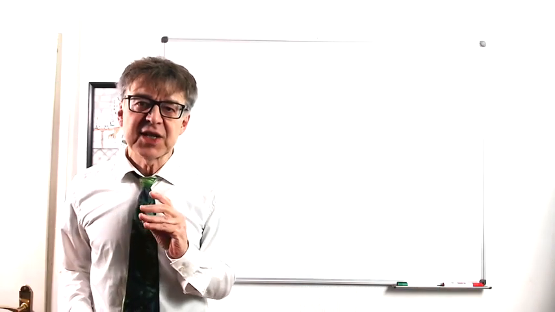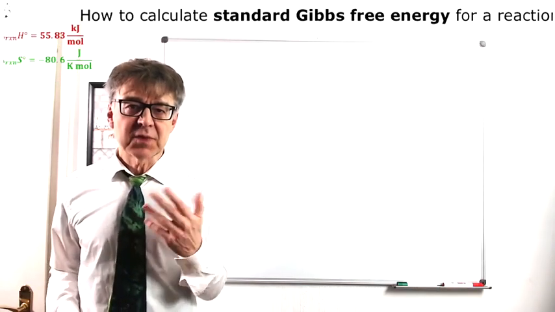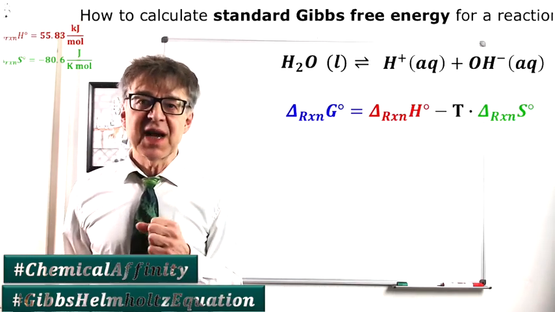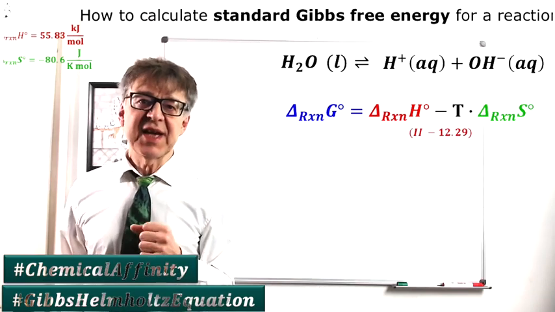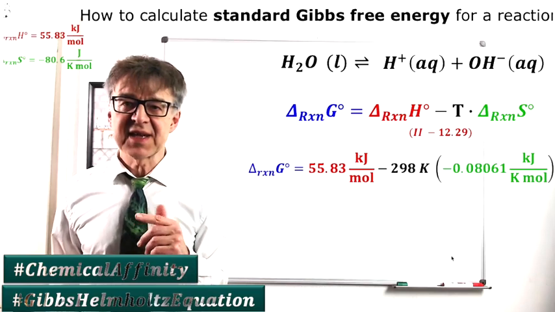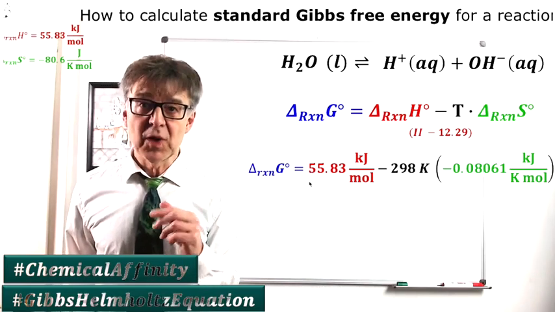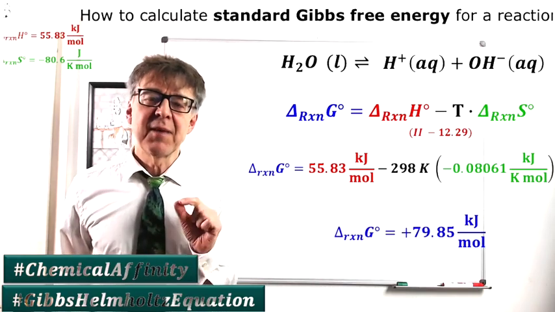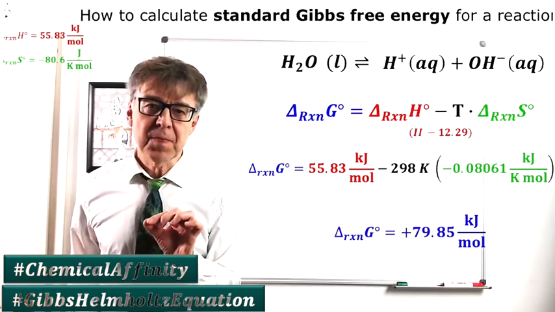Let's calculate delta G with the Gibbs-Helmholtz equation. Delta G0 equals delta H0 minus T times delta S0. We plug in delta H, 55.83 kilojoules, and delta S, negative 0.08 joules per Kelvin, and get a delta G of approximately plus 80 kilojoules.